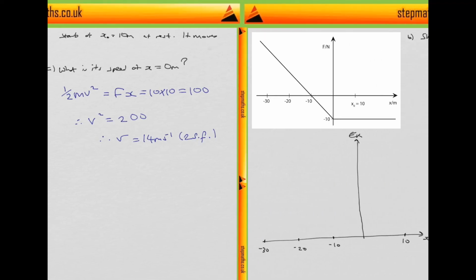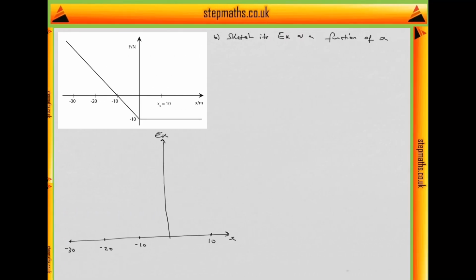Okay, so now where it starts to get tricky. So part B says to sketch its kinetic energy as a function of x. So I'll start by drawing the axes down here. Okay, so let's start with the first bit over on the right-hand side of 0, the positive region. This is where the force is constant. So we know the work done on the object is actually constant as he moves from 0 to 10.